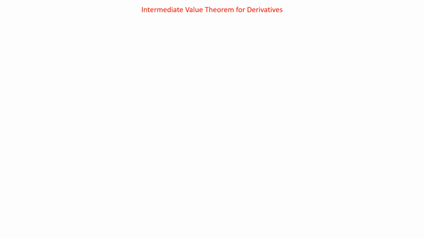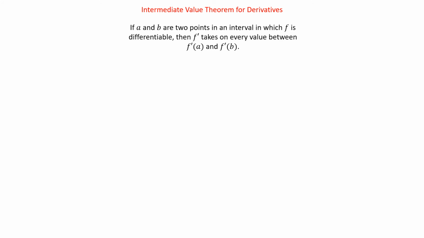And the other thing we're looking at is the intermediate value theorem for derivatives. So we know the intermediate value theorem: if it goes from a to b, then the function goes from f of a to f of b, and you're going to hit every number in between. That's basically it. The one for derivatives: if a and b are two points on an interval on which f is differentiable, so nothing strange is happening, no cusps, nothing like that, then f prime takes on every value between f prime of a and f prime of b.